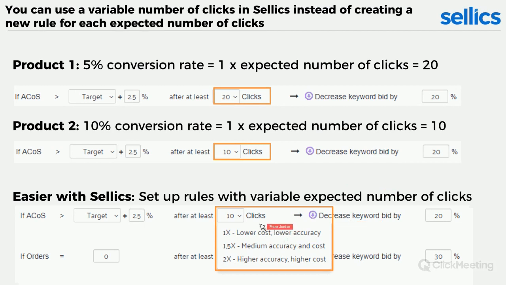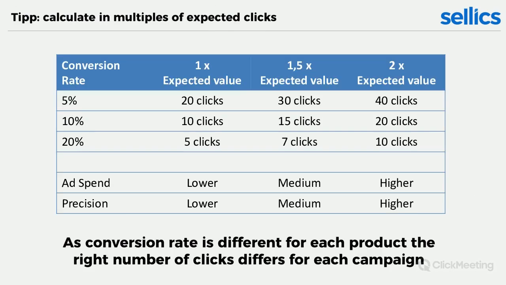So instead of entering a fixed number of clicks, you can actually enter a multiple of the expected number of clicks, right? So you can choose 1x, which is 1 times the expected number of clicks, 1.5x or 2x, which is 1.5 times the expected number of clicks, or 2 times the expected number of clicks.